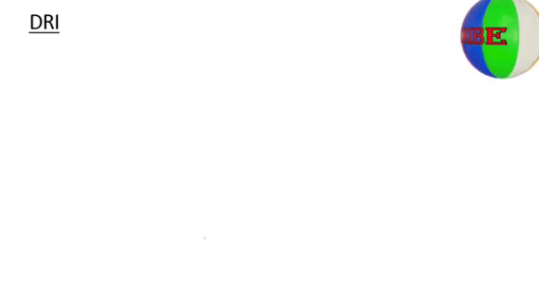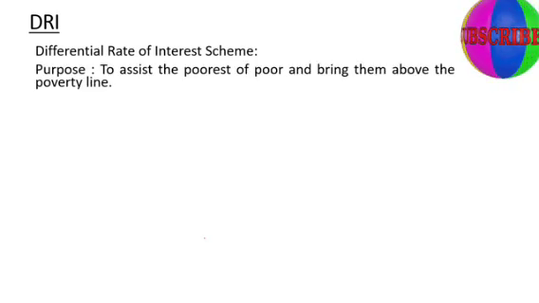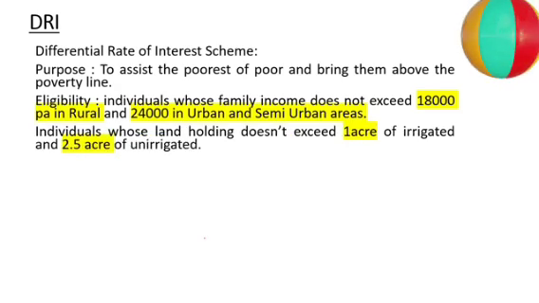It is the DRI scheme, Differential Rate of Interest scheme. Okay. Again, this scheme is to bring the poorest of the poor out above the poverty line. That is the purpose. Who will be the eligible customer? Whose family income does not exceed rupees 18,000 per annum in rural areas, and in urban and semi-urban areas rupees 24,000. What is the maximum loan amount under this scheme? Second criteria is also there: an individual whose land holding does not exceed 1 acre of irrigated land and 2.5 acres of unirrigated land.